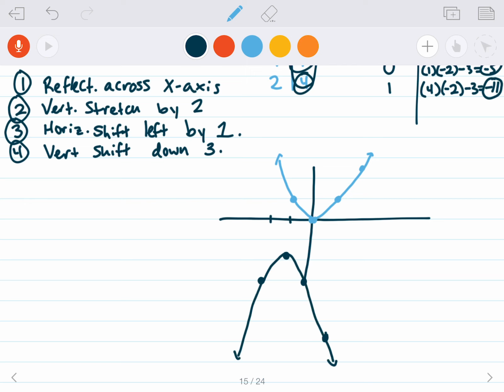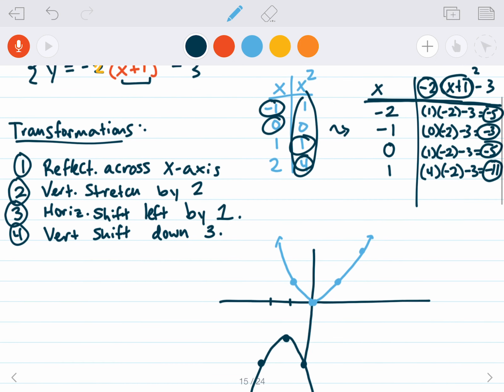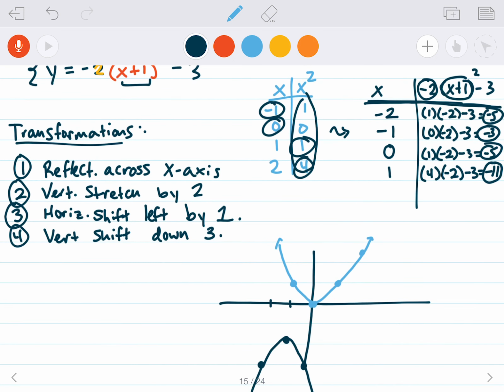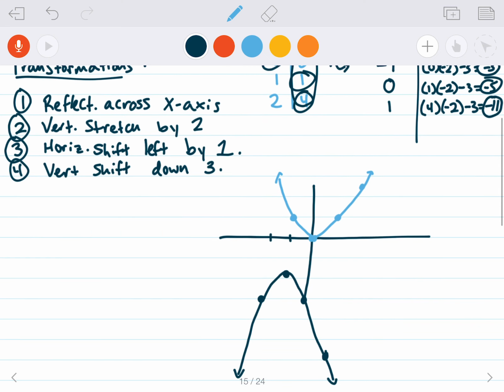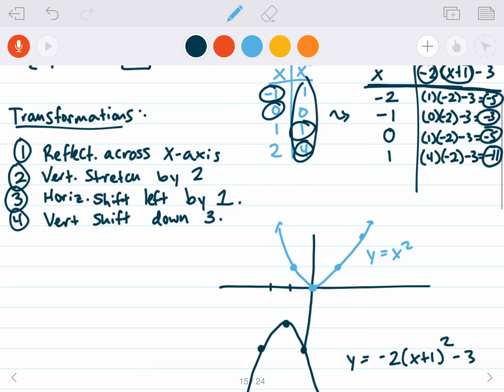So we can see that it's skinnier, so we can see the vertical stretch of 2. We can also see that it's flipped over, so we can see that reflection in the x-axis there. We can also see that it shifted to the left 1 unit and down 3 units. So those are my parent function, y equals x squared, and then y equals negative 2 times (x plus 1) squared minus 3.